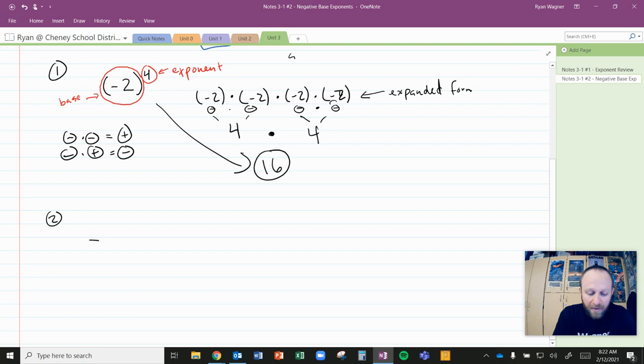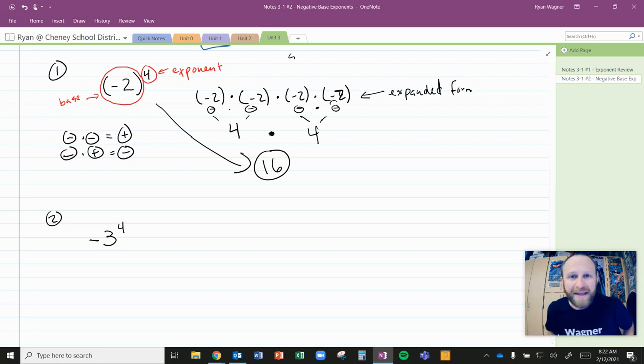Okay, I'm going to do negative 3. Let's do negative 3 to the fourth. Okay, now pause the video. What's different about our first example here and our second example?